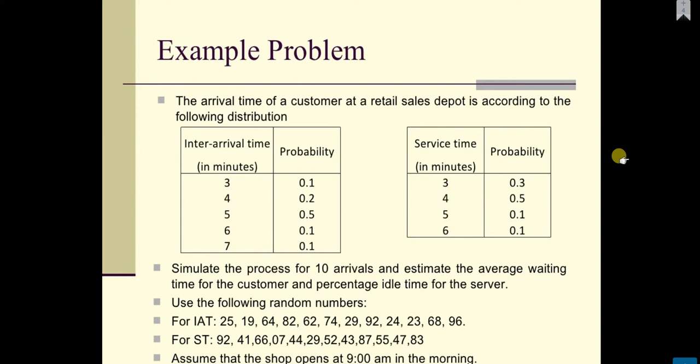Estimate the average waiting time for customers and the percentage idle time for the server. So use the following random numbers for IAT, that means inter arrival time: 25, 19, 64, 82, 62, 74. All these random numbers are used for the inter arrival time, and for service time we have different numbers. Assume that the shop opens at 9 a.m. in the morning.